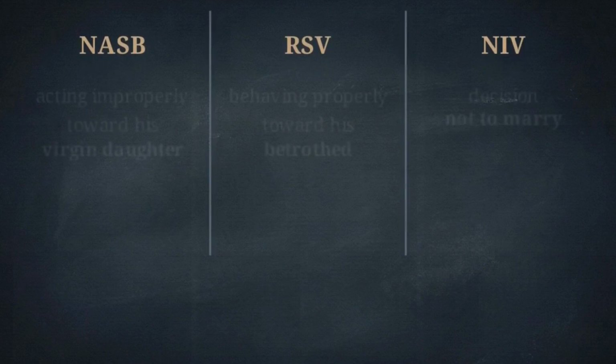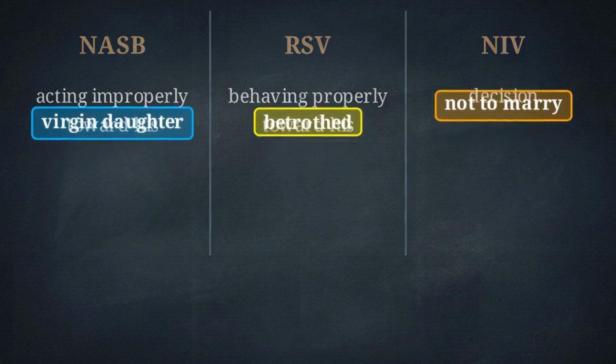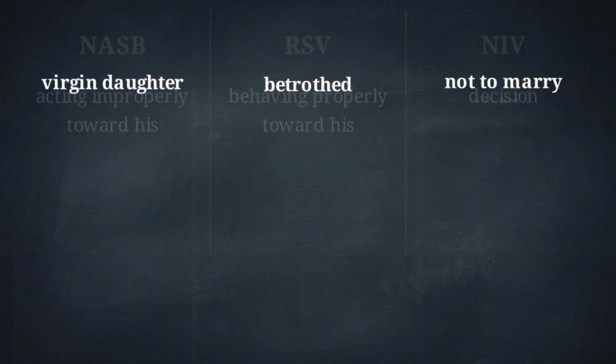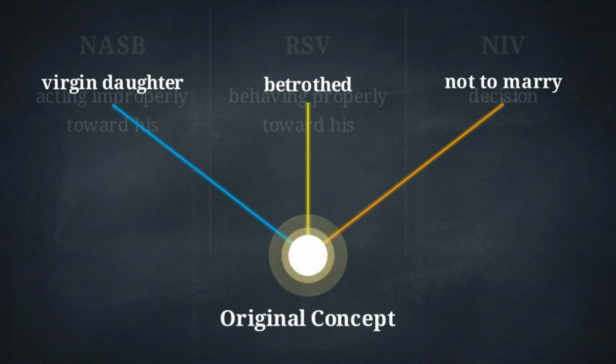Look at this comparison table showing 1 Corinthians 7:36 across three major translations. The NASB mentions a man acting improperly towards his virgin daughter. The RSV translates that same phrase as his betrothed, and the 1984 NIV frames it as a decision not to marry. These translations describe three different social situations. These differences aren't errors. They occur because scholars must take a complex ancient concept and fit it into an English sentence that makes sense today.